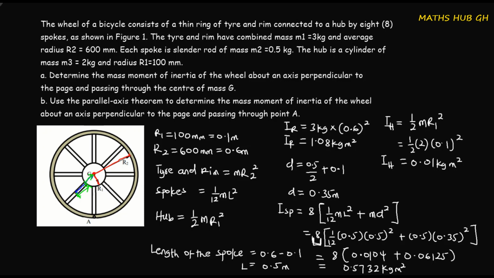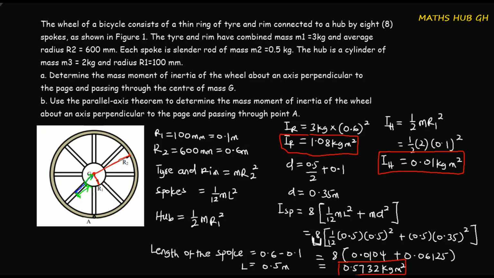So to determine the mass moment of inertia of the wheel about the axis perpendicular to the page and passing through the center of mass G, we'll have to add all these values that we have solved for. So let's look at that. We have for the rim and tire this value, then we have for all the 8 spokes, and then we have for that of the hub. So let's add these values to get the actual mass moment of inertia that we need.